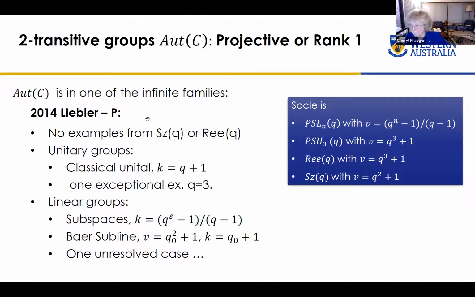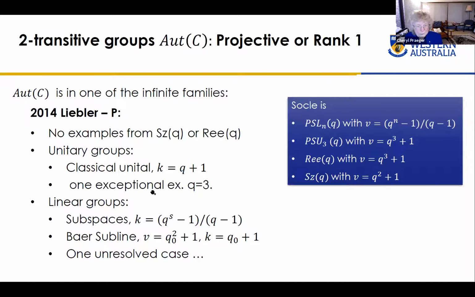Now, this is work I did with Bob. What did we find? No examples from Suzuki or Ree. In the unitary groups, there's the classical unitals that Anne Delandtsheer had found, the Hermitian unitals, with k being q + 1. And there's one exceptional example with q equals 3. This is not a linear space, not one that Anne found. Her exceptions are not SIT. And this is a different exceptional example, something to do with bases.